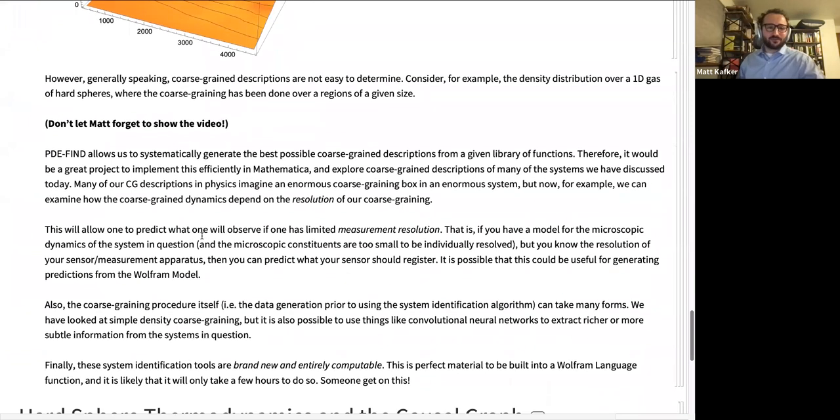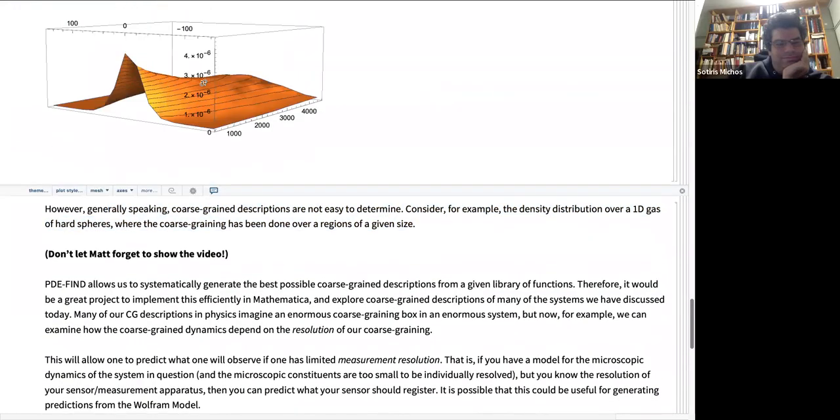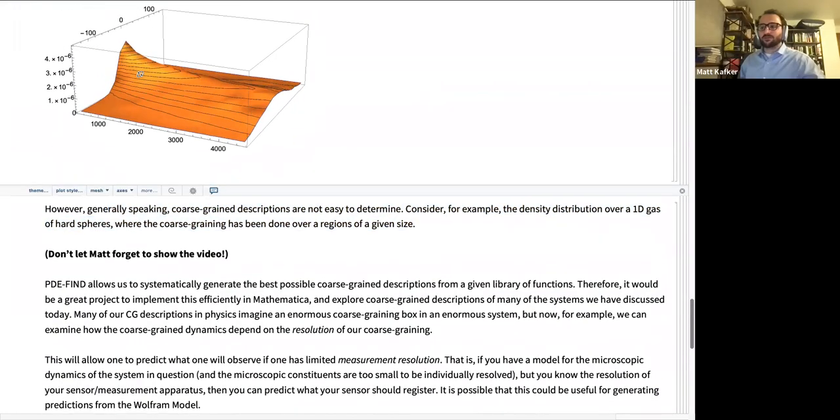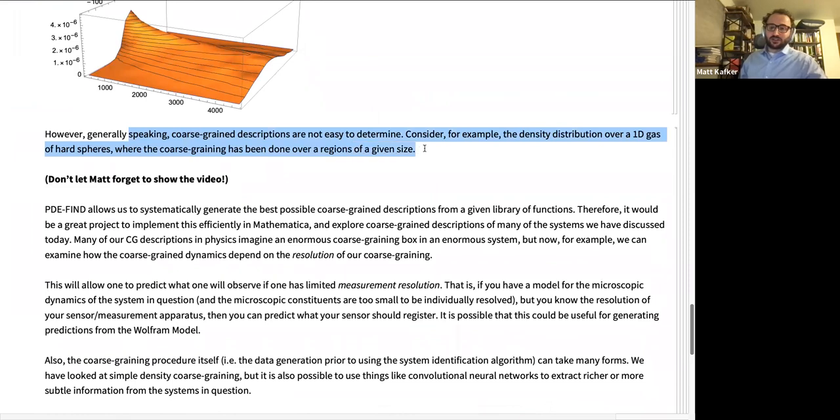I'm sorry. So coarse grained descriptions are not always easy to come by. We can apply PDE-FIND to a surface like this and get the diffusion equation, but random walks are basically the easiest possible case, and that's why we chose it. Generally speaking, if you're not in a very thermodynamic type limit, you might not be able to come up with a coarse grained description.